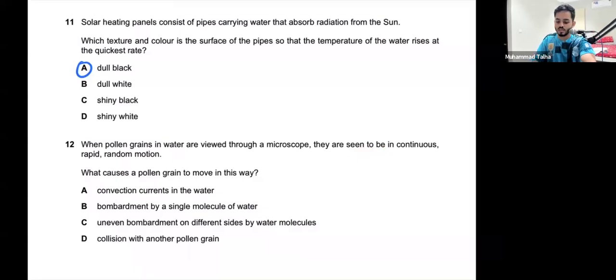So this is going to be C, because it's not just moving in one line, and it would move in one line if it was just being bombarded by a single molecule, because that exerts a force which causes it to move in a straight line. But it's very haphazard movement, which shows it's being continuously bombarded from all sides by the different molecules.